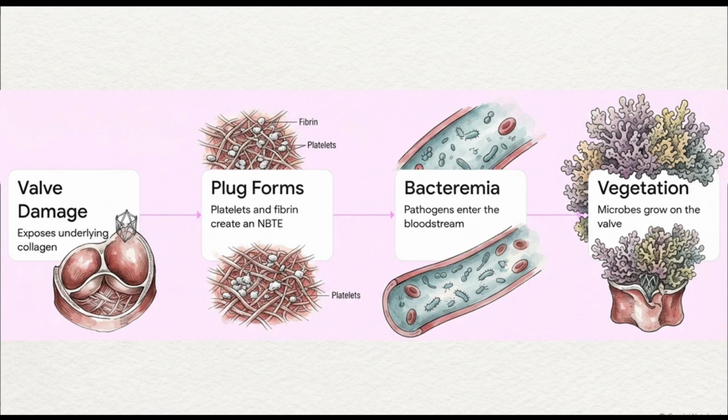Step 3 is bacteremia. Somehow pathogens have to actually enter the bloodstream. And finally, step 4, those circulating pathogens find that sticky NBTE plug, they anchor themselves down, and they start growing into this massive, highly destructive microbial vegetation.